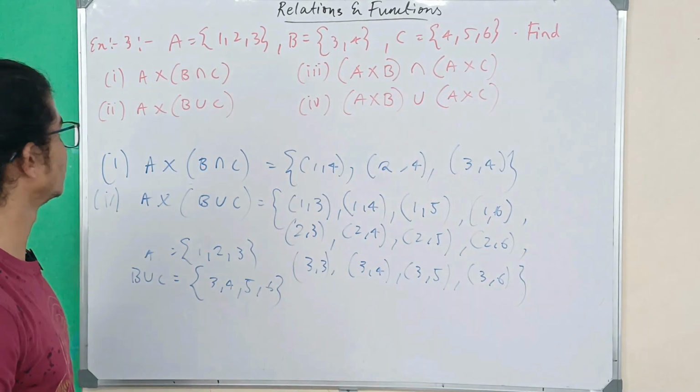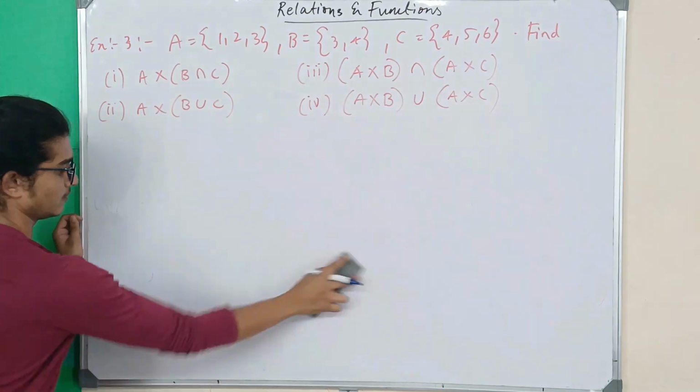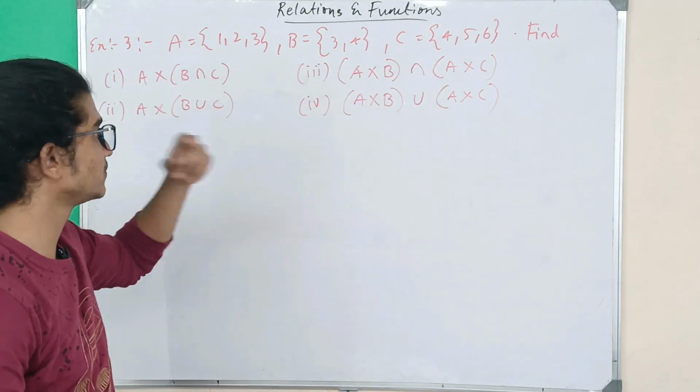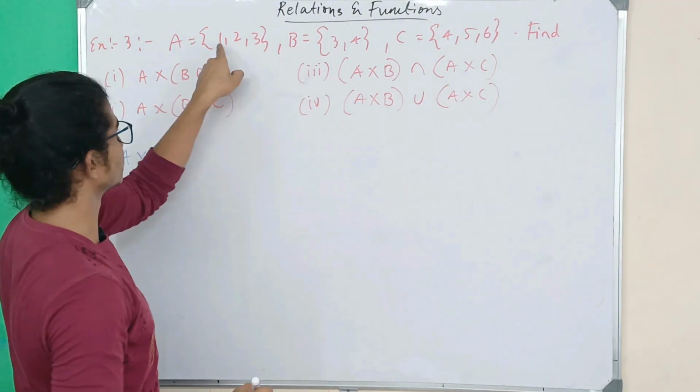Let's try to solve the third one now. So we have A cross B intersection A cross C. Let's find first A cross B and A cross C. So A cross B, so you have to cross these two.